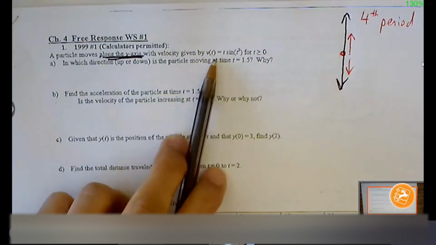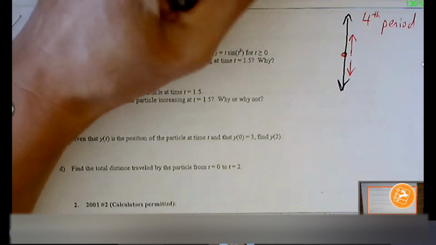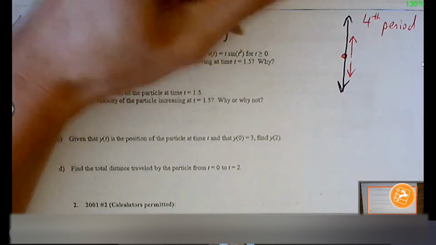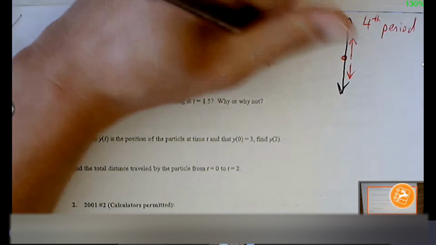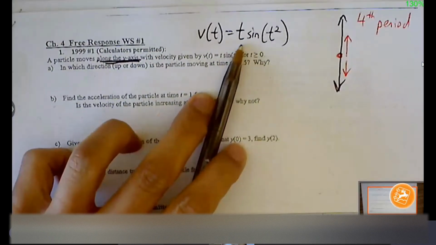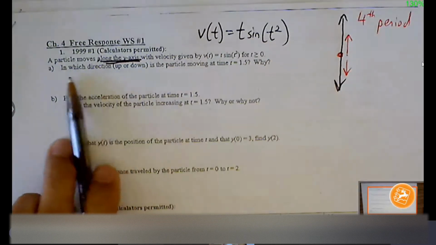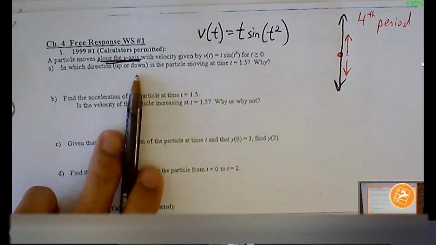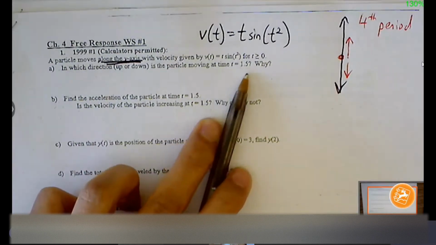So we have a velocity function given to us, t sine of t squared. Let me write this a little bit larger here. So that means if I put in any t value, in return, it'll give me a number, and that number is going to tell me the velocity of that particle. Okay. So part A says, in which direction is the particle moving at time t equals 1.5?